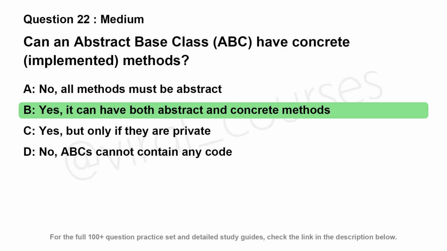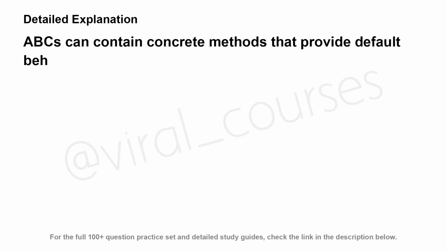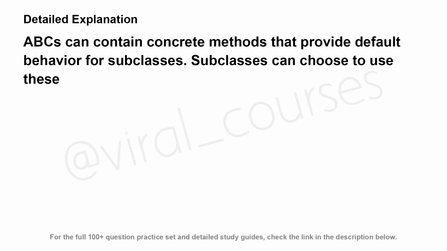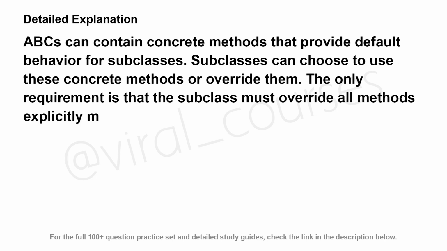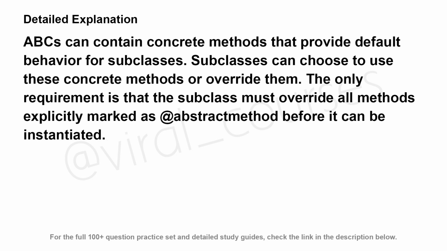The correct answer is B. ABCs can contain concrete methods that provide default behavior for subclasses. Subclasses can choose to use these concrete methods or override them. The only requirement is that the subclass must override all methods explicitly marked as abstract methods before it can be instantiated.